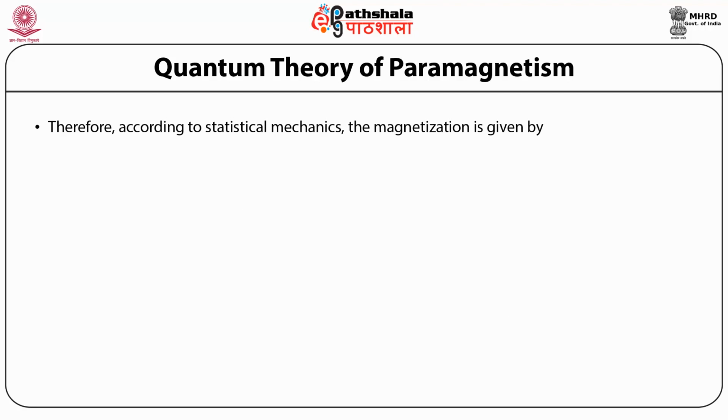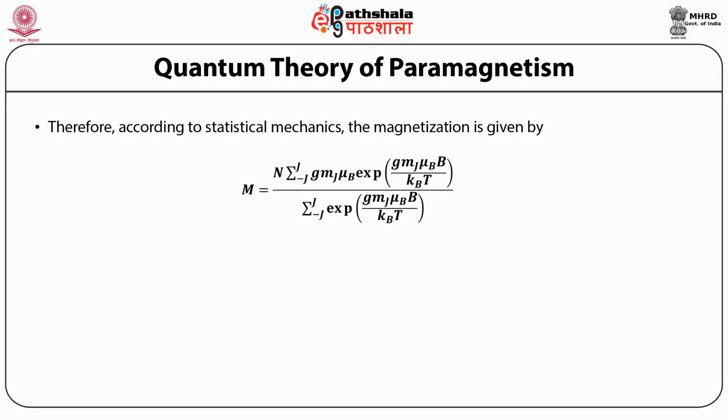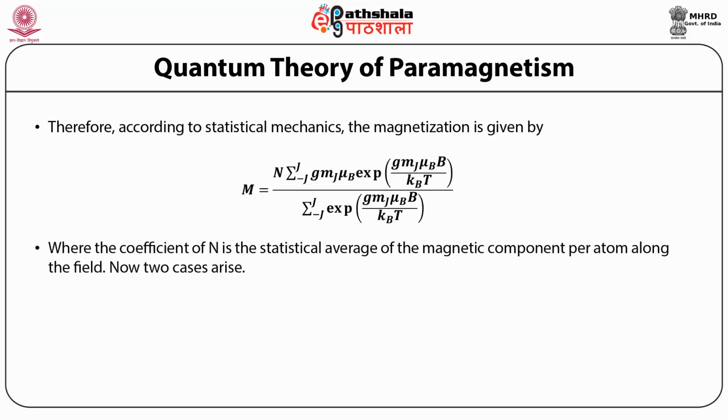As per statistical mechanics, this magnetization can be written as M = N Σ from -J to +J of g mJ μB exp(g mJ μB B / kB T) over Σ from -J to J of exp(g mJ μB B / kB T), where the coefficient N, capital N, is the statistical average of the magnetic component per atom along the field.